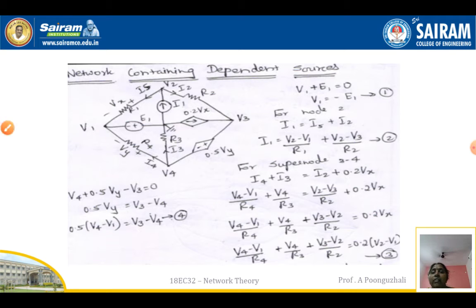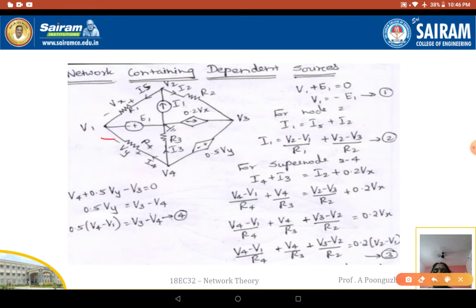So here we have two supernodes. Between two nodes, I am going to have your V1. This is one supernode here, and this is going to be another supernode. In this case, this is going to be your third supernode there. Anyway, this is going to be a ground potential, so we cannot remove it, so we'll be having it here.